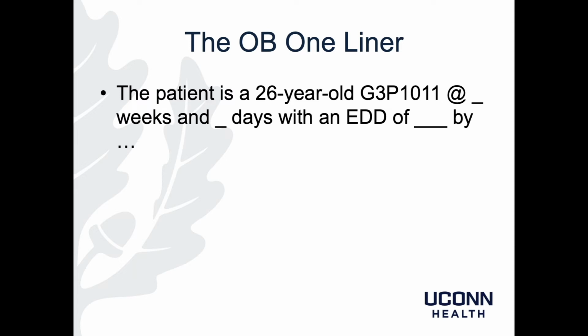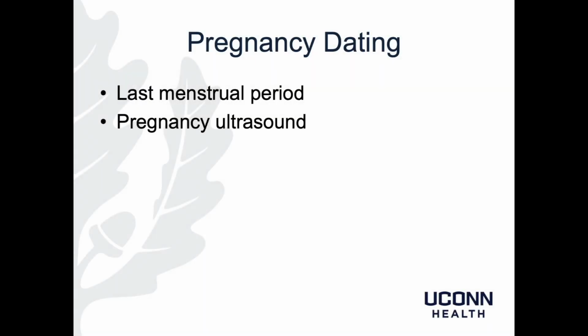So what's really important to cover here is how do we date a pregnancy, right? Pregnancy dating is done by two things. It's done by the last menstrual period, and it's done through pregnancy ultrasound. Almost all of our patients are going to have had a pregnancy ultrasound that will either confirm the last menstrual period or it will be different than the last menstrual period, and we're going to use the ultrasound more reliably than the last menstrual period.